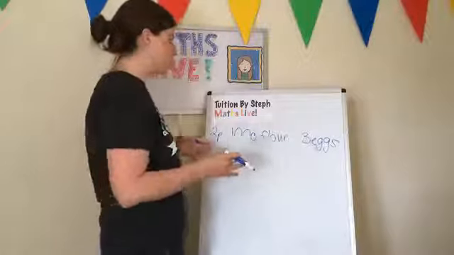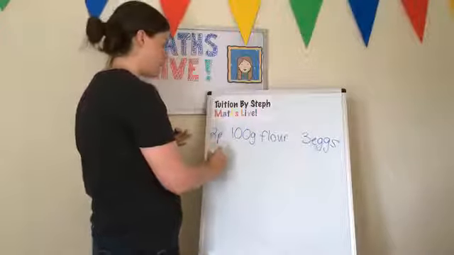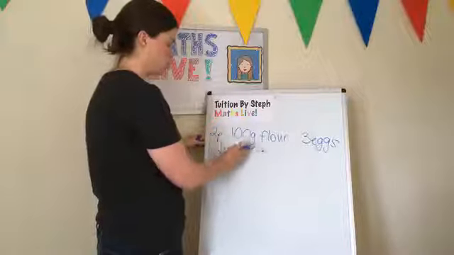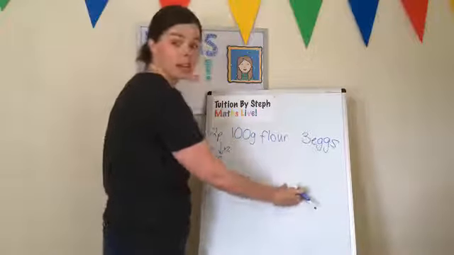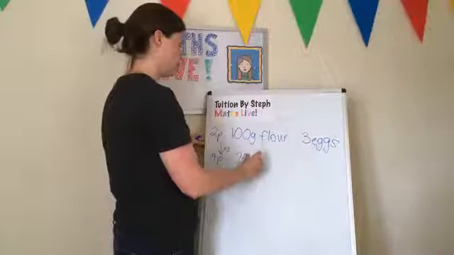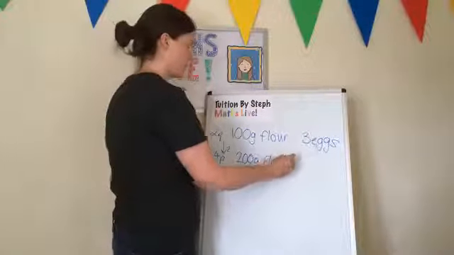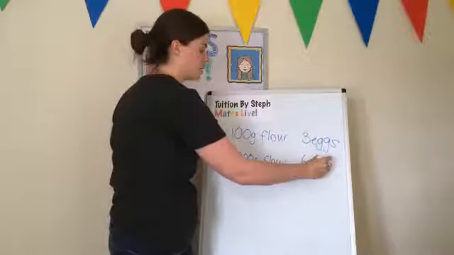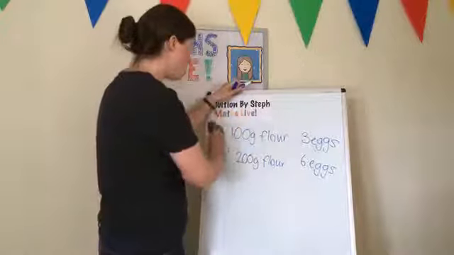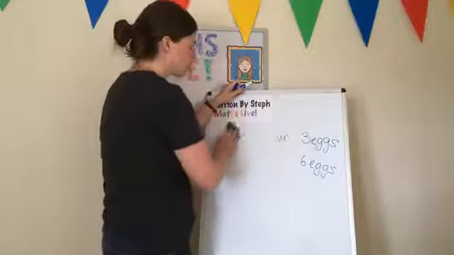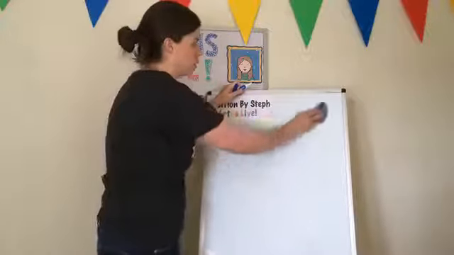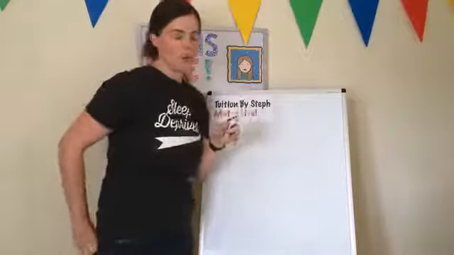If you're making the recipe for 4 people, because you're doubling the amount of people, that means you need to double everything in the recipe. So that will be 200 grams of flour and 6 eggs. So that's what ratio is. It's comparing 2 or more amounts, but you need to keep the balance the same. Otherwise, there's no point having the ratio.